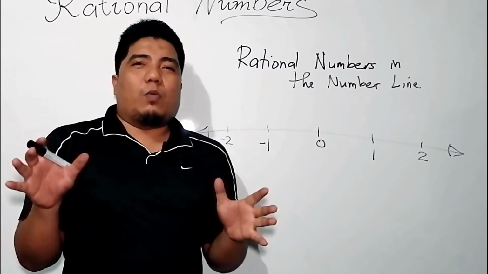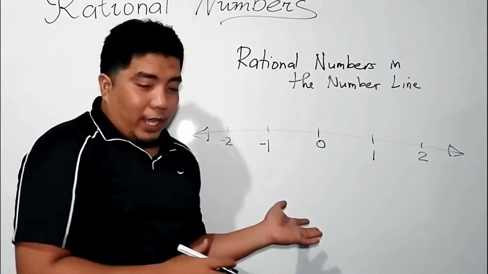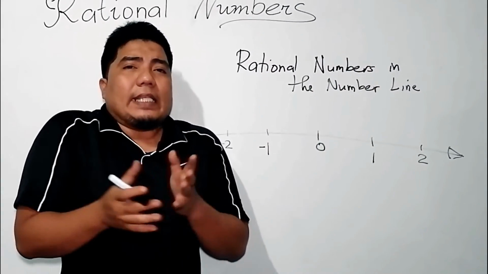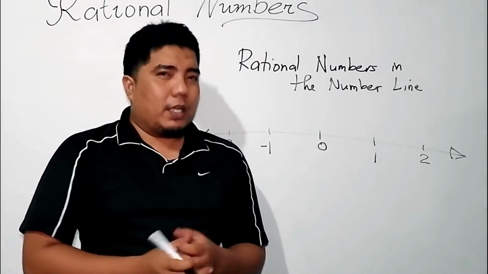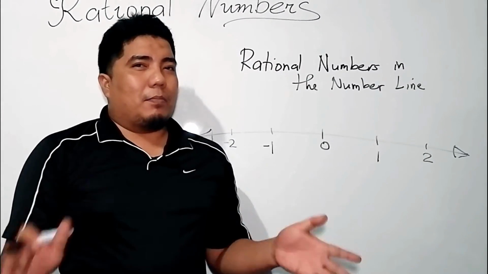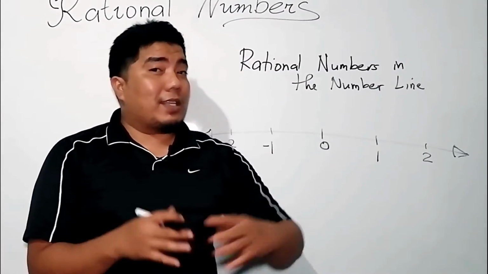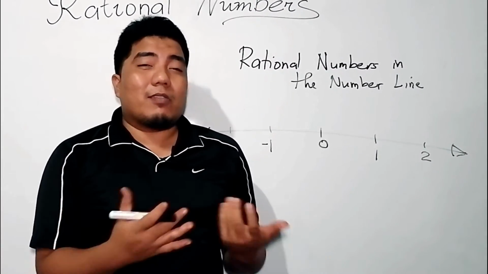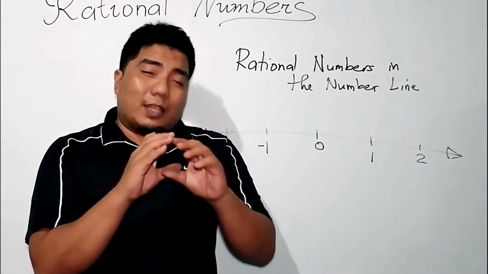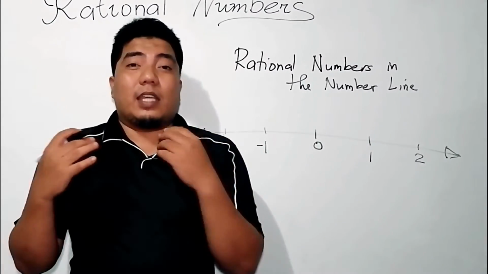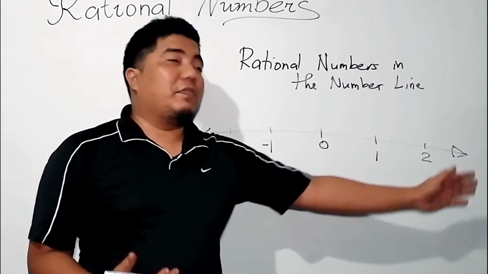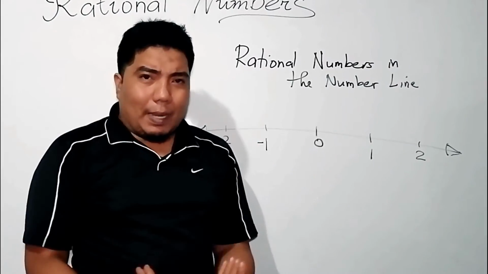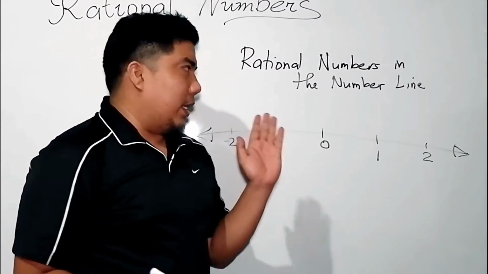Math learners, for our last part of the discussion, we have rational numbers in the number line. Of course, since a rational number is a number, it can also be located in the number line. We know that a number line is a line with numbers, and we all know that in the number line we can just see the integers, meaning the 0, the positive numbers, and also the negative numbers. Now, how do we plot our rational numbers in a number line?